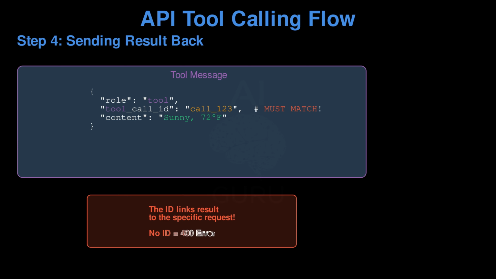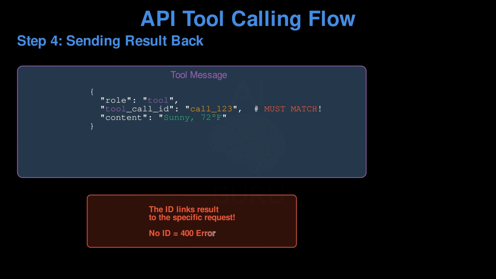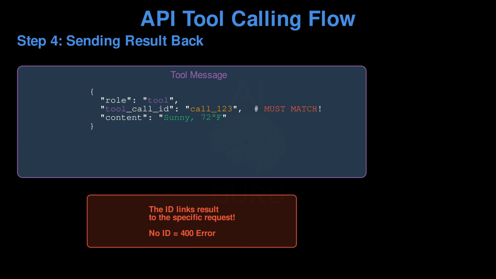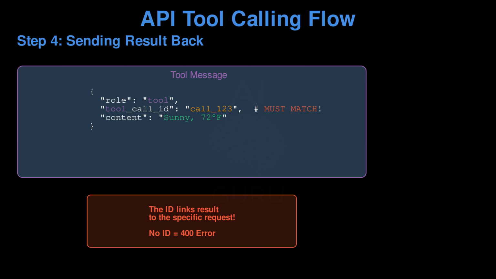Because in a complex system, the AI might have sent 3 tool calls at once. Get weather for Paris, get weather for London, get the stock price for Apple. If you just send back 72 degrees, the AI has no idea which question that answers. The ID links the result back to the specific request. I've seen that error log. 400 bad request. Tool message must correspond to a tool call. That's essentially the AI saying, I didn't ask for this, or I don't know where to file this information. Exactly. If you lose that ID, you break the conversation chain.